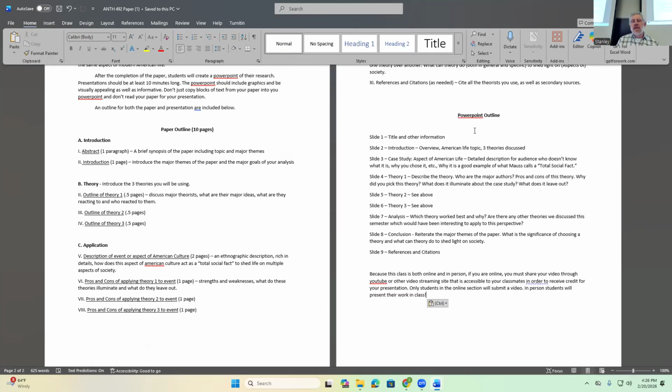Slide number 7 is going to be your analysis. Again, what theory worked best and why? Are there any other theories we discussed this semester which would be interesting to apply to this perspective? Slide number 8, you're in your conclusion. You want to reiterate the major themes of the paper, including the significance of choosing a theory and what theory can do to shed light on society. Slide number 9 is going to be your references and citations. You should get this, again, from the same references you used in your paper.